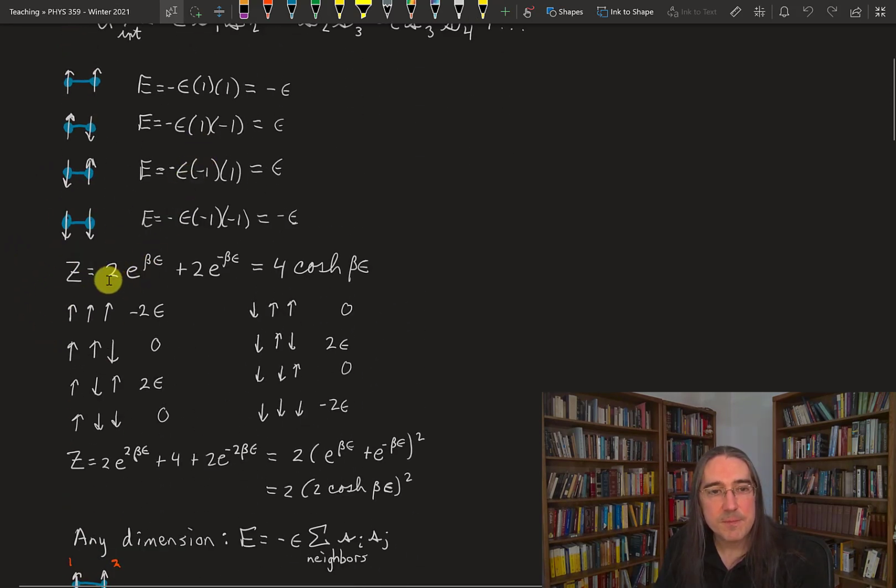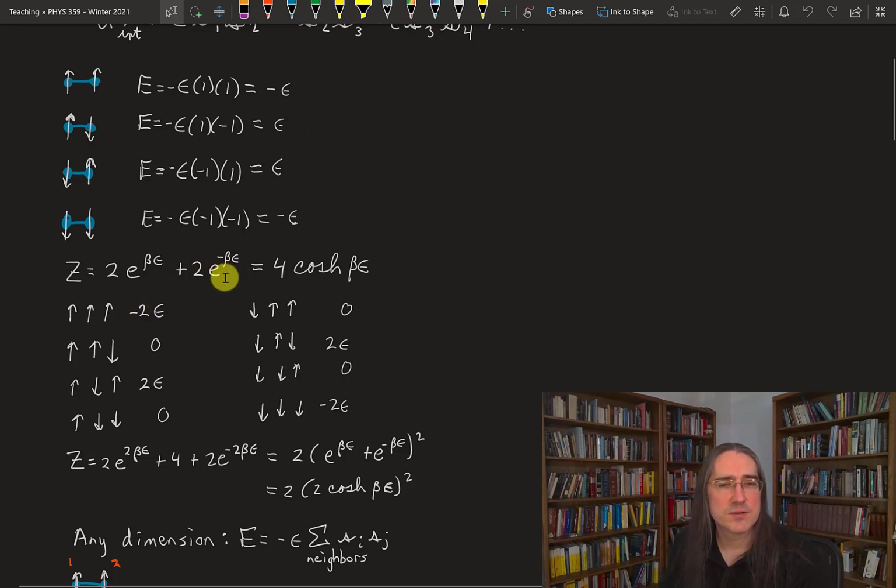Okay. So that's if we have a chain of two, and we want to write the partition function. I've got two states with energy minus epsilon. So 2 e to the minus beta times minus epsilon just gives us e to the beta epsilon. And then I've got two states, these two, with energy epsilon. So 2 times e to the minus beta epsilon.